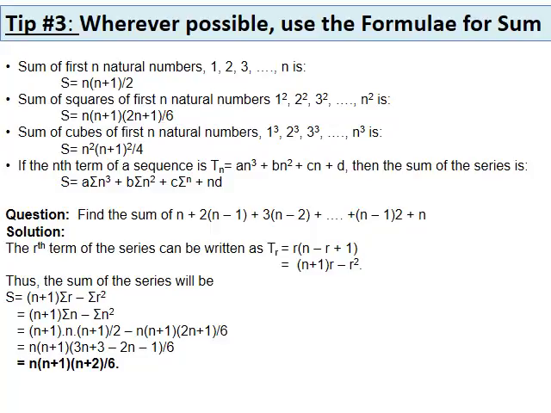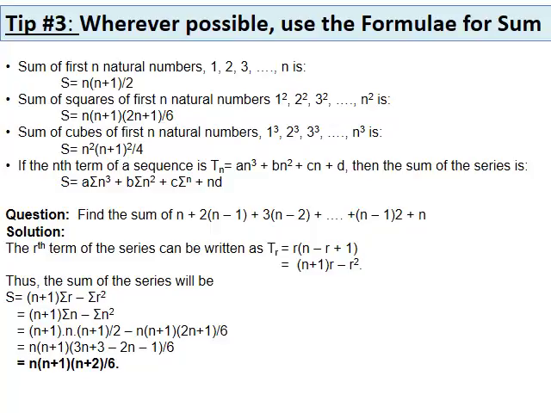Tip number 3. Wherever possible, use the formulae for sum. The sum of the first n natural numbers 1, 2, 3 and so on till n is S = n(n + 1)/2. The sum of squares of the first n natural numbers 1 square, 2 square, 3 square and so on till n square is S = n(n + 1)(2n + 1)/6.